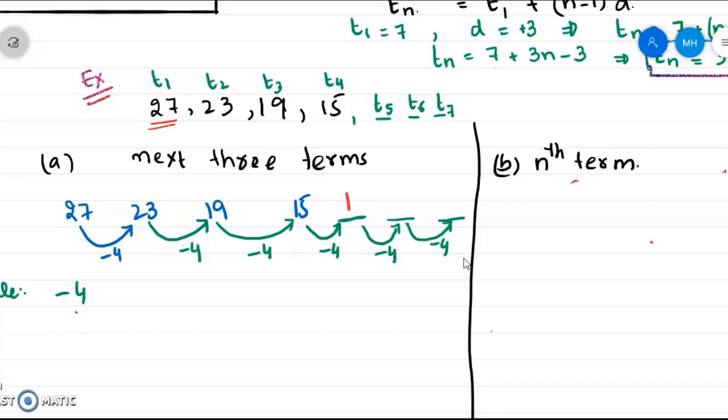15 minus 4 will give you 11. So T5 will be 11. And now 11 minus 4 will give you 7. So T6 will be 7. And 7 minus 4 will give you 3, which will be the 7th term. Now we have the next three terms: T5 as 11, T6 as 7, T7 as 3.